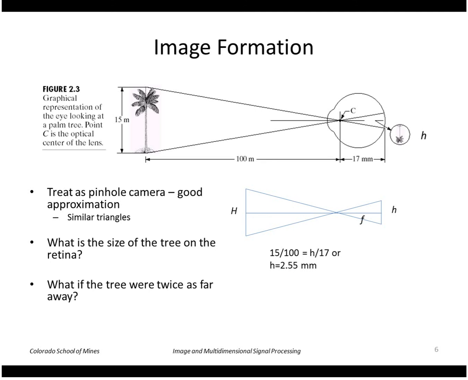If the tree were twice as far away, the size on the image plane would be half, if you just look at the equation here. Interestingly, though, if the tree was twice as far away but twice as big, you would get the exact same image.